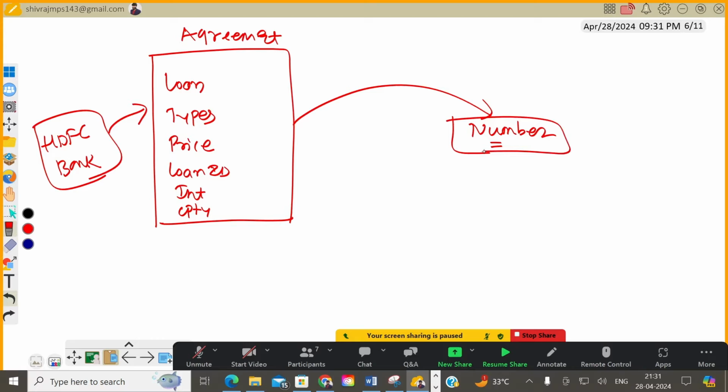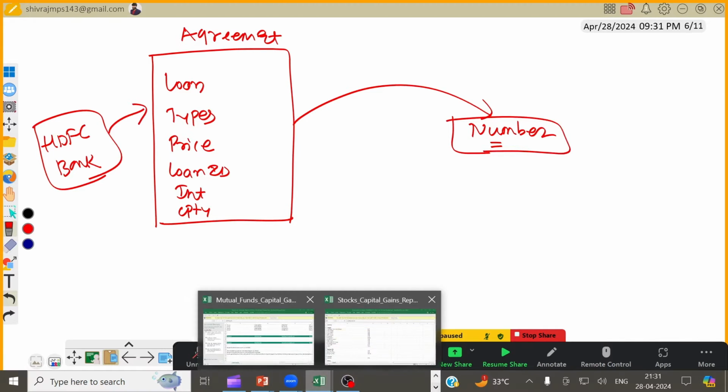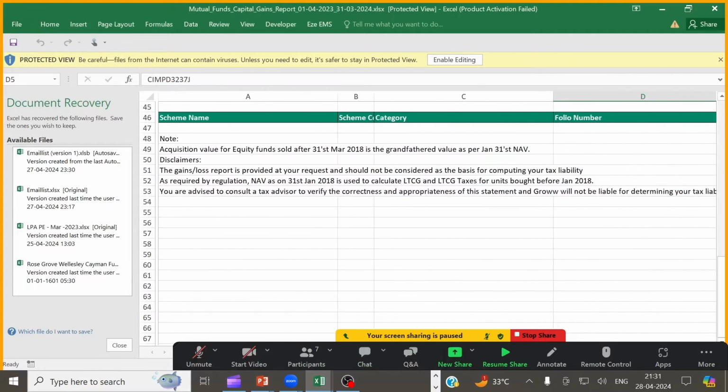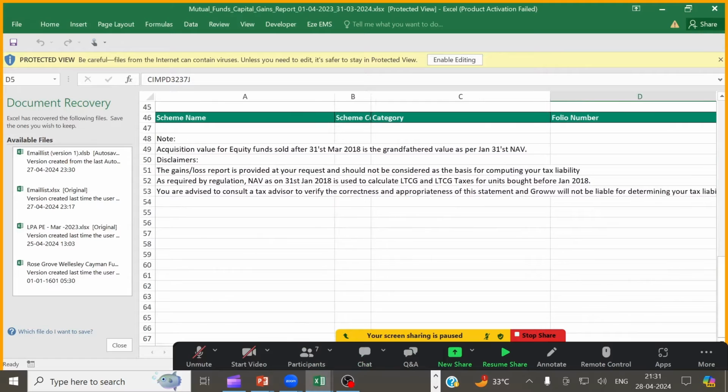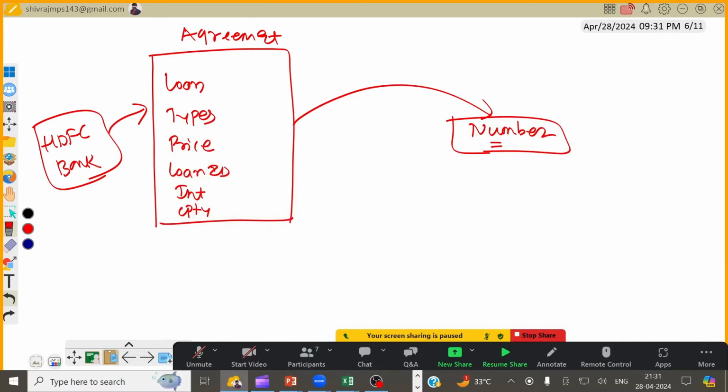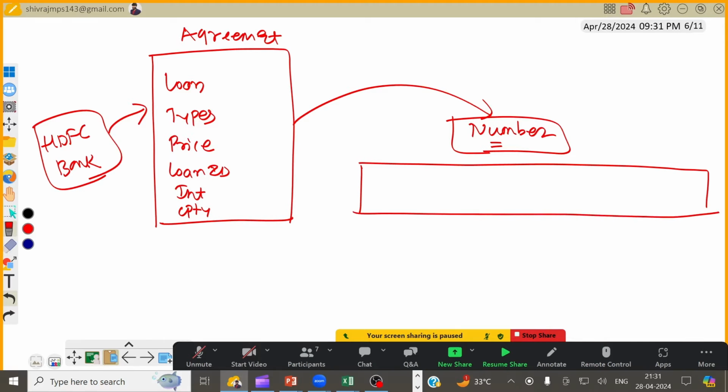Numbers means, in one Excel sheet, you can create customer data. Let's say number, name, category, principal amounts, and everything. So in Excel, you can easily and quickly track the information. If you convert that information into numbers, you can create a data set that will be easy for you to track.